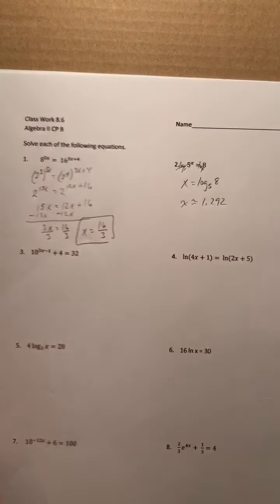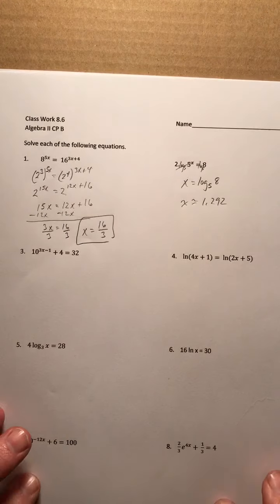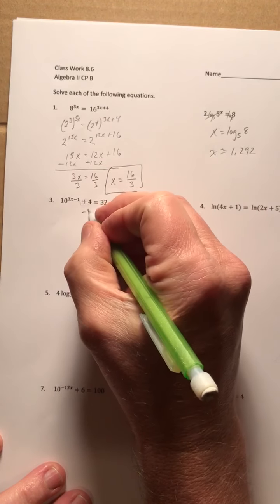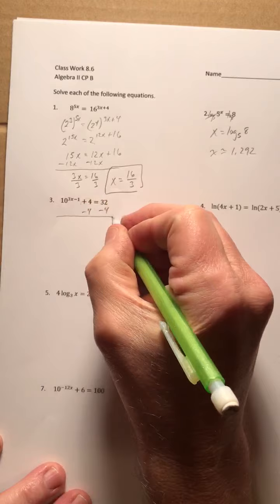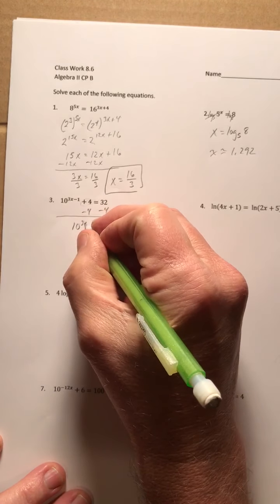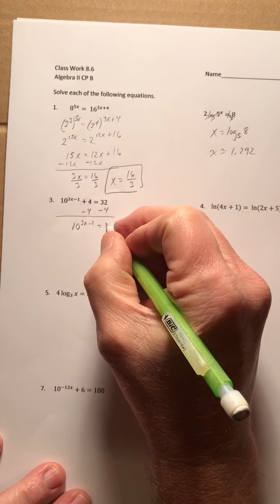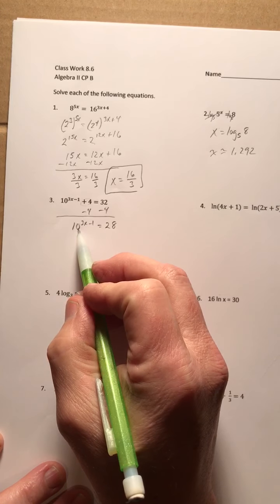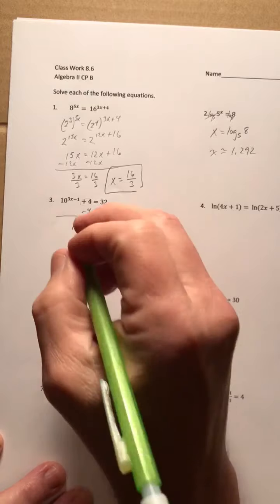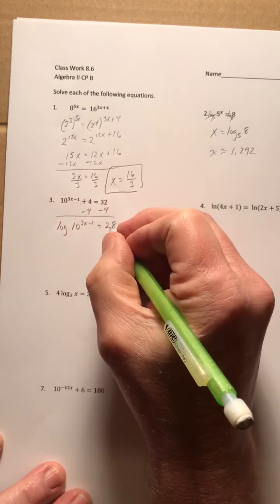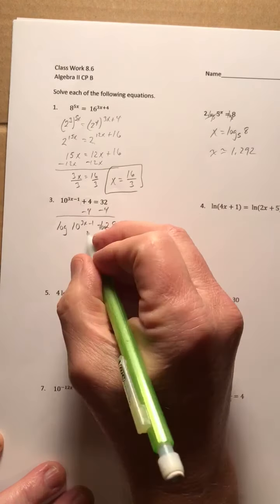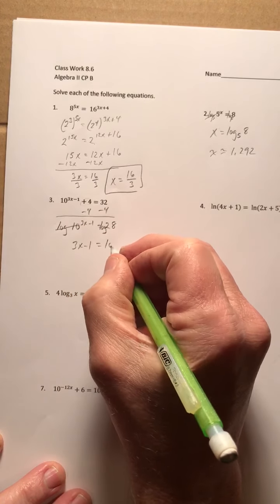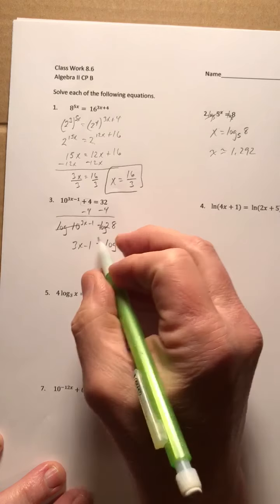All right, the next one. All right, here we go. Let's see. First thing we got to do is get rid of this 4. So minus 4, minus 4. So now I got 10 to the 3x minus 1 equals 28. All right, now we got to get rid of this 10. So I got to do log base 10, which is just log. So log and log. So now these cancel out. So I got 3x minus 1 equals log 28.